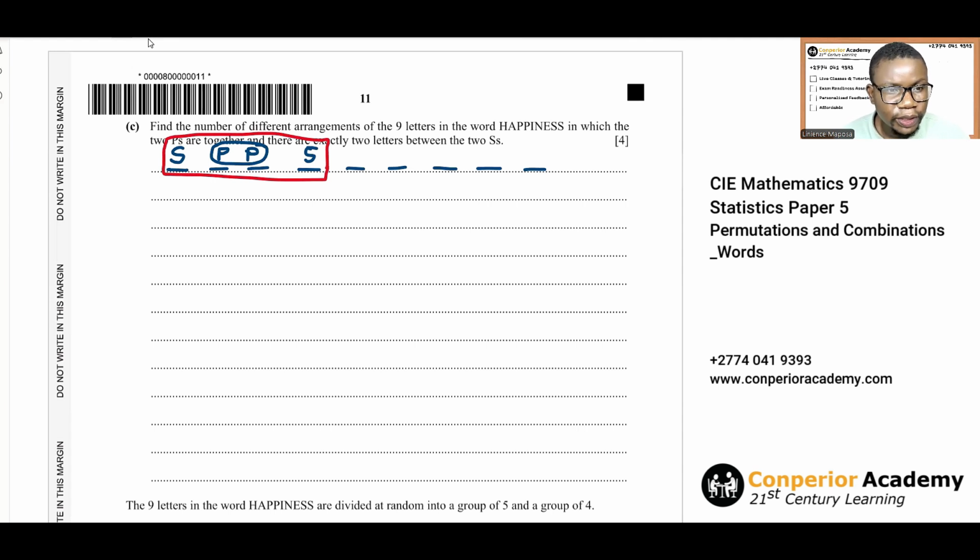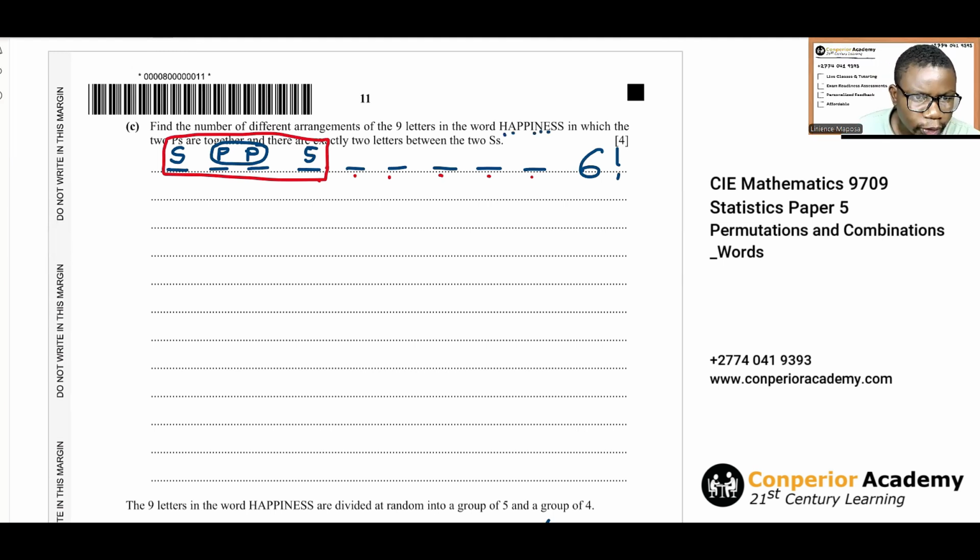So I have this situation, and I'll count this as 1. Then I have 1, 2, 3, 4, 5, 6 distinct objects to be arranged. So I have 6 factorial ways of arranging this, because there are 6 distinct objects if I consider what's in the red box to be one thing.